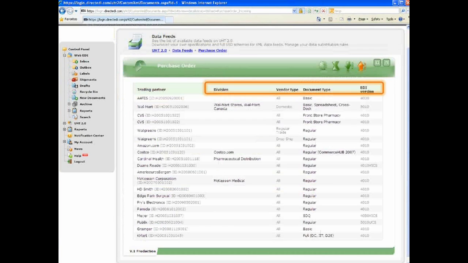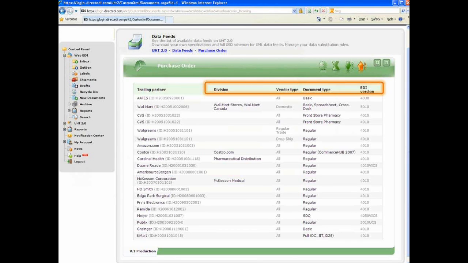These maps can differ based on the division, vendor type, document type, and EDI version. You know that one trading partner may have more than one requirement per transaction type. Let's take a look at how we actually build this purchase order data feed utilizing this illustration on the next slide here.